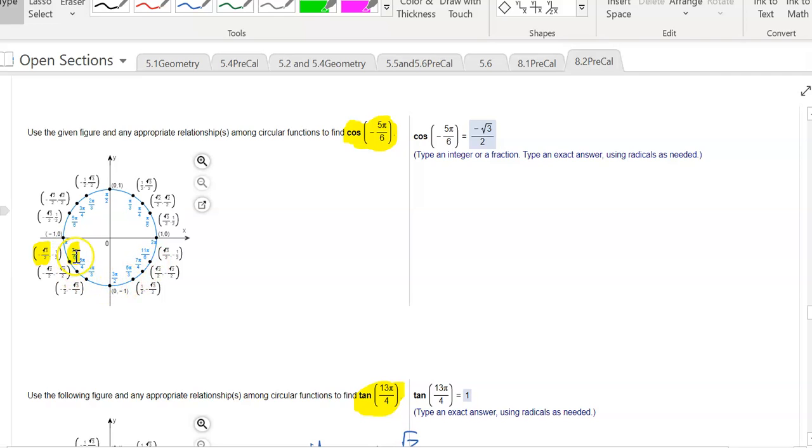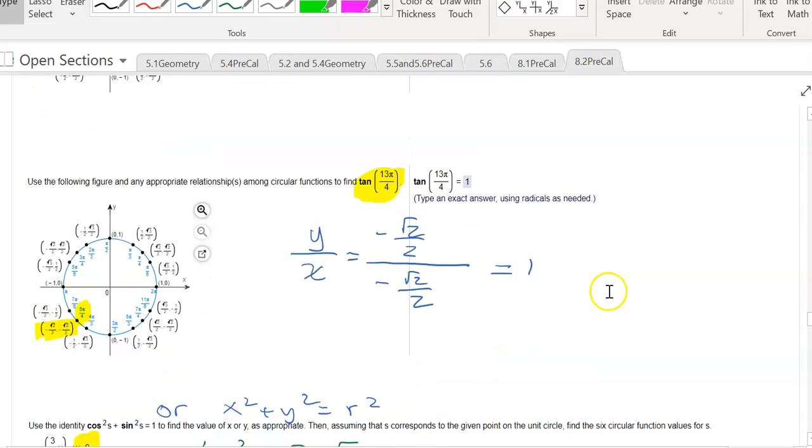And so you're like, well, that's 7 pi over 6, but that's in the positive direction. So it will be helpful if you can even create your own unit circle with negative values. Asking for cosine, so that is the x value, and that's all we do.